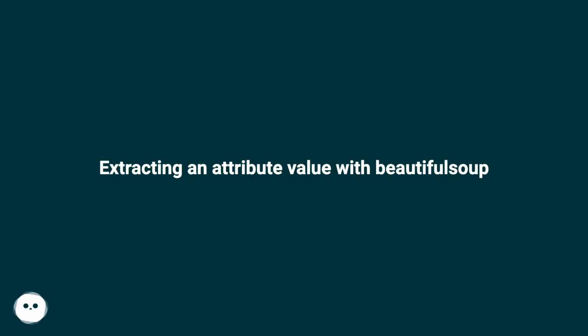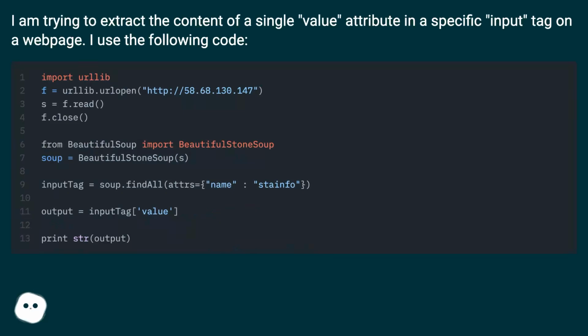Extracting an attribute value with Beautifulsoup. I am trying to extract the content of a single value attribute in a specific input tag on a web page. I use the following code.